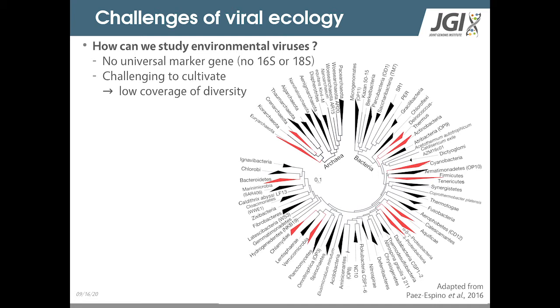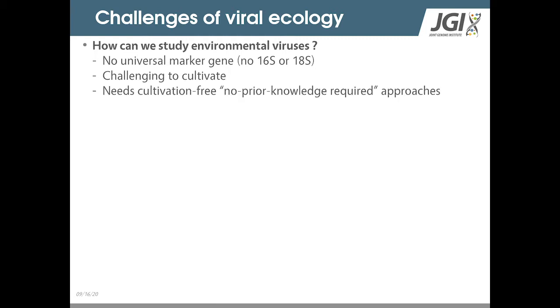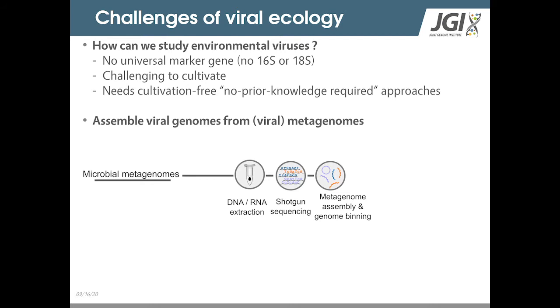Again, that's all to tell you it's hard to look into virus diversity until metagenomics came along. Why metagenomics is perfectly appropriate is because we need a method that doesn't rely on cultivation and doesn't require any prior knowledge about the virus we want to study. And so that's what metagenomics provides. Again, very quick background. Metagenomics starts with DNA, RNA extraction, and then shotgun sequencing and genome assembly, basically. So you start from your sample and you get pieces of genomes.